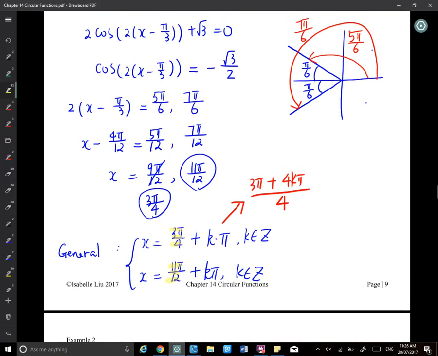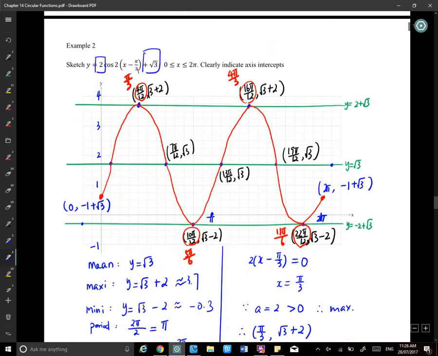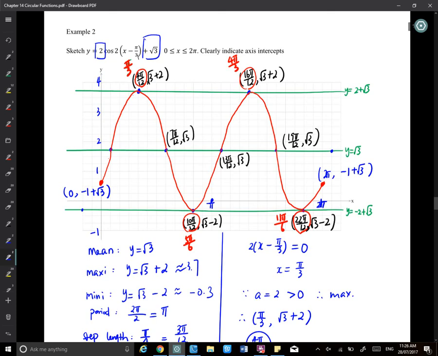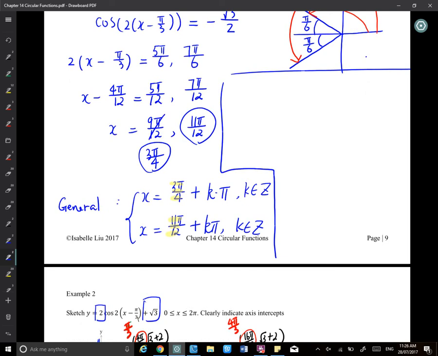That's the general solution. And we can solve for the specific solution because we only have values between 0 and 2 pi, so it's not necessary to use the general equation to represent. So let's write the first one. The first one is 3 pi over 4.